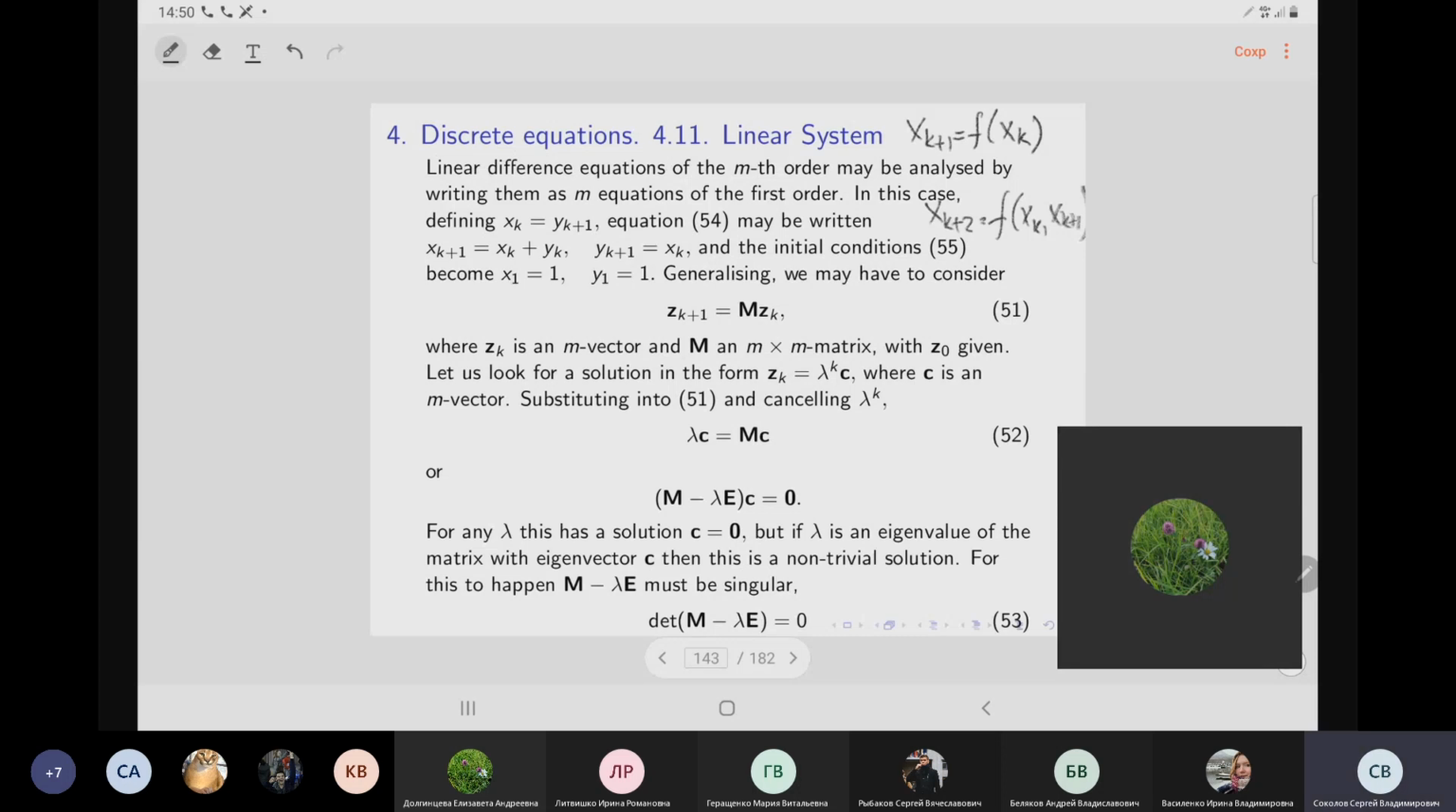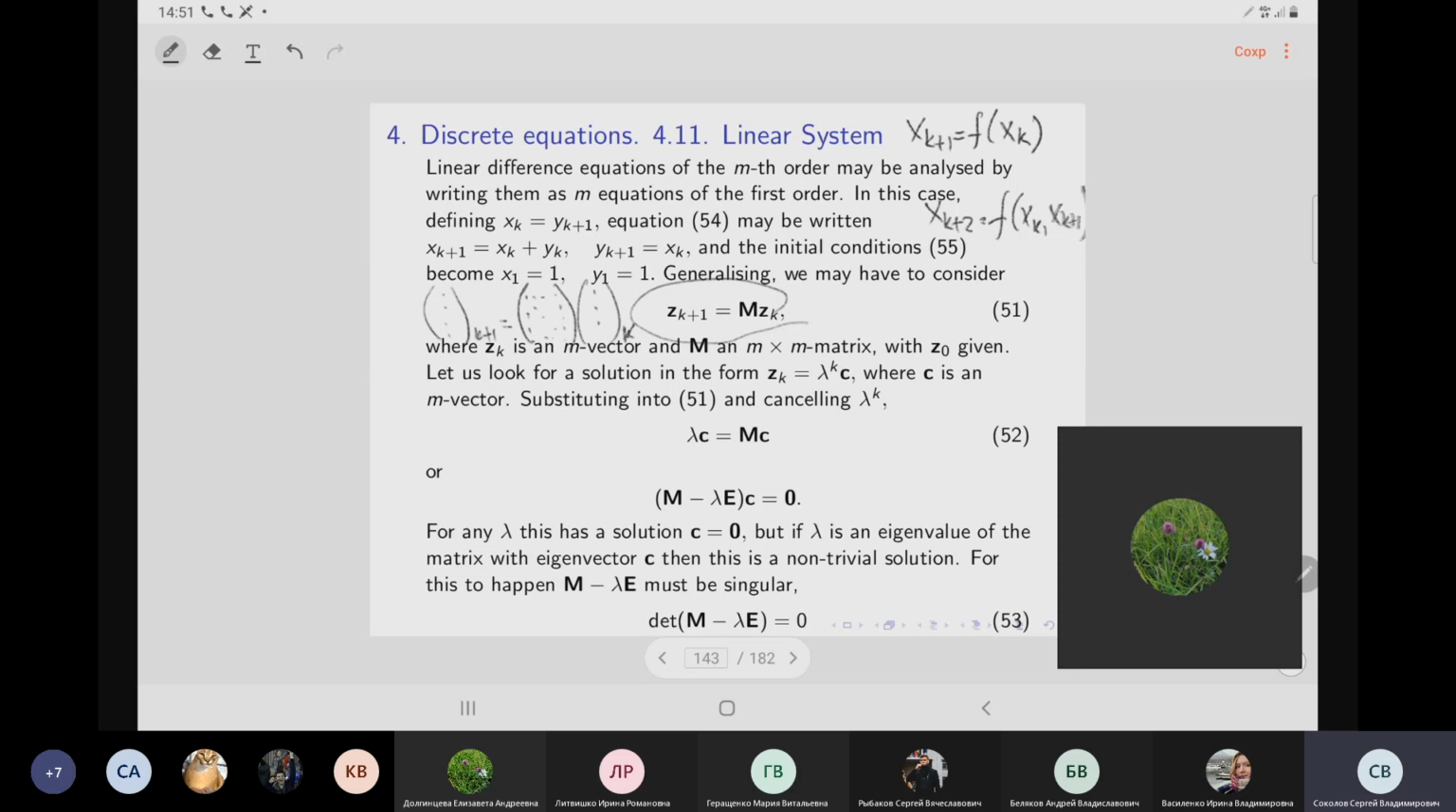So in general, we can consider the linear discrete system where z is a vector, M is a matrix, and z_k is the previous vector. So z_{k+1} is the matrix M multiplied by vector z_k. So how can we solve this system?